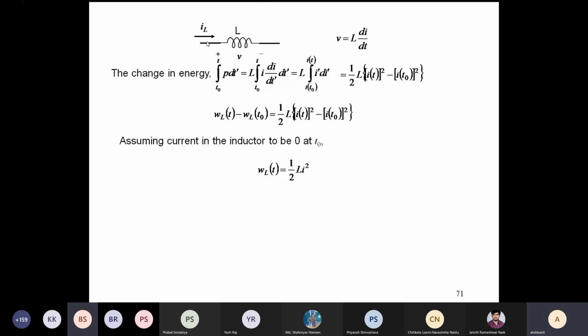Sir, in the second equation, WL(t0) and minus of half L i(t0) square will get cancelled, no? So why do we have to assume that the current is zero at t0?